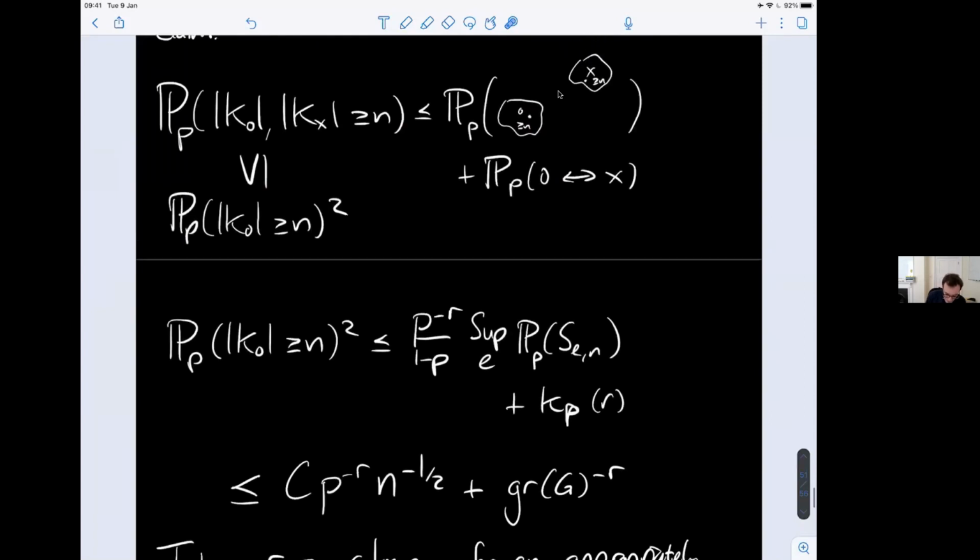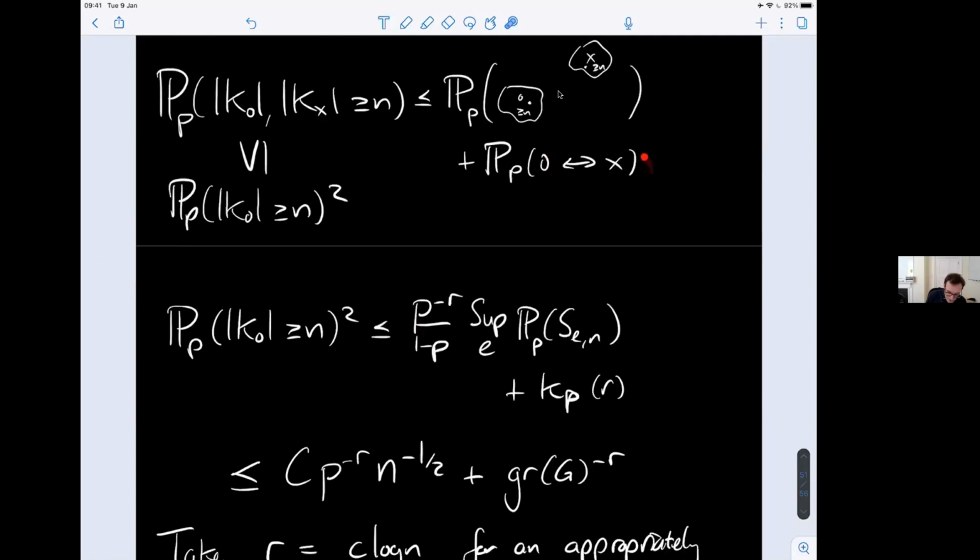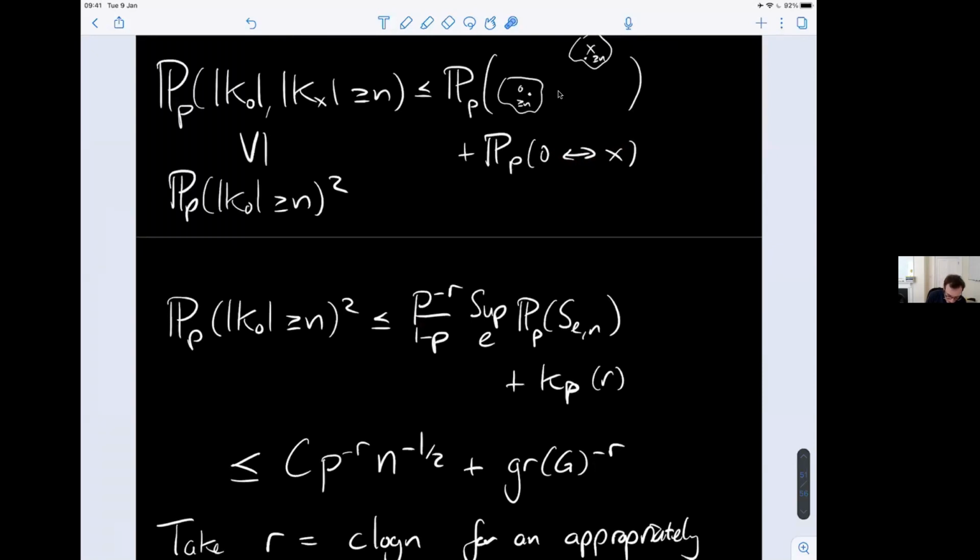So if we use this surgery argument we just saw together with the two-ghost inequality to bound this first event, and then we infimize over the choice of x in the second term, what we get is, for each distance r, this squared tail probability is bounded by basically p to the minus r times the probability of this two-ghost event, plus this kappa_p(r), which remember we defined to be the infimal connection probability of two vertices at distance at most r.